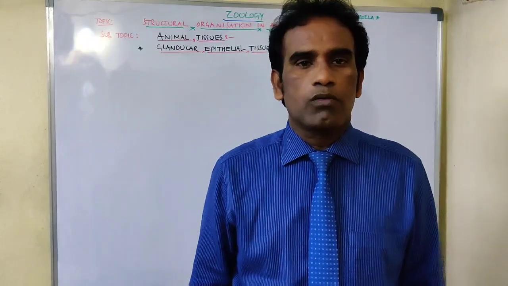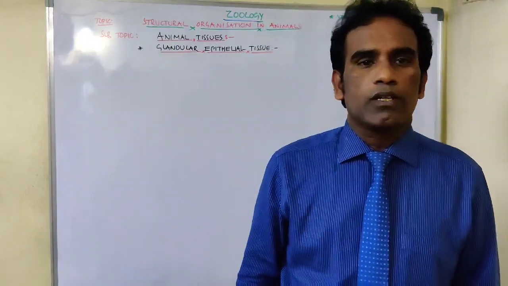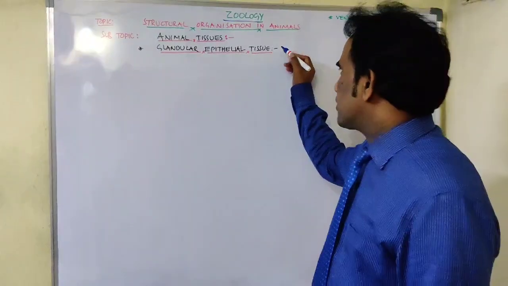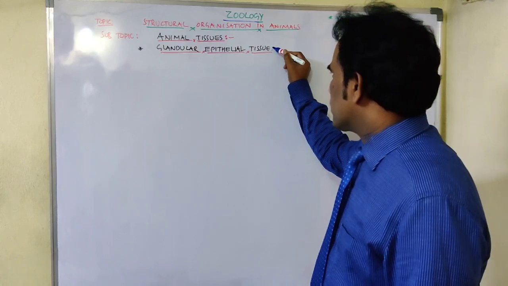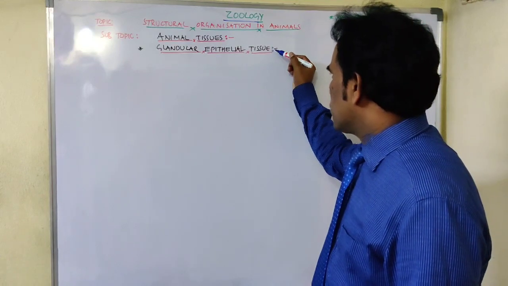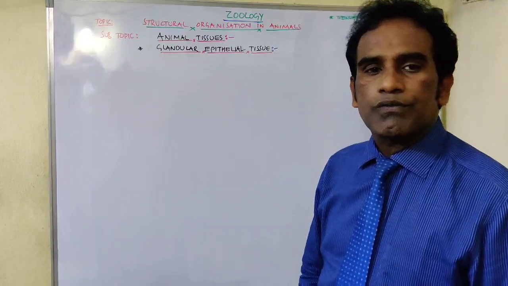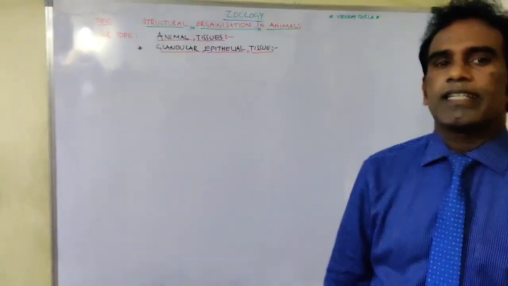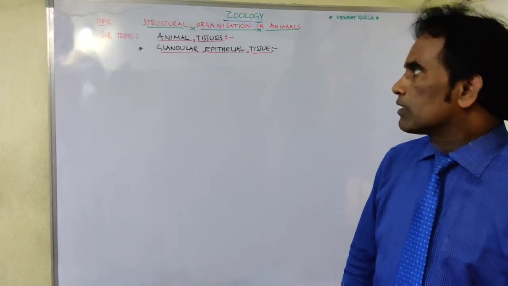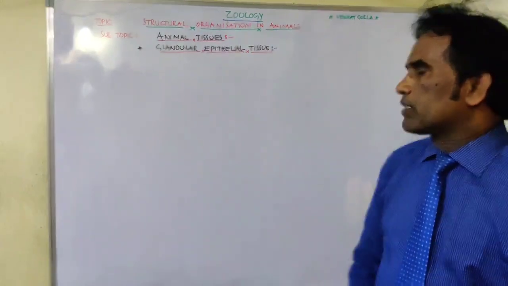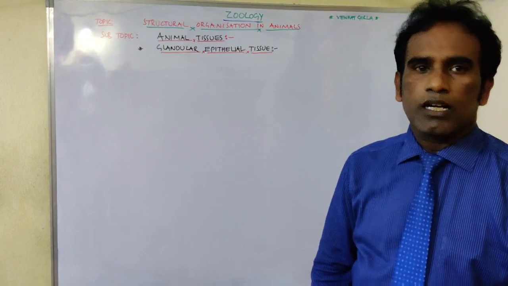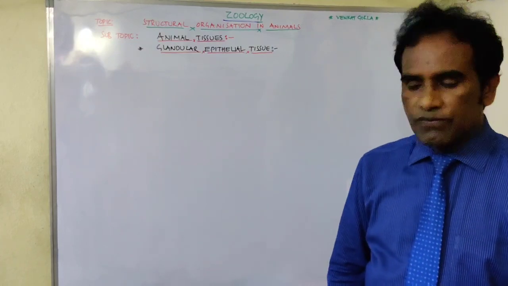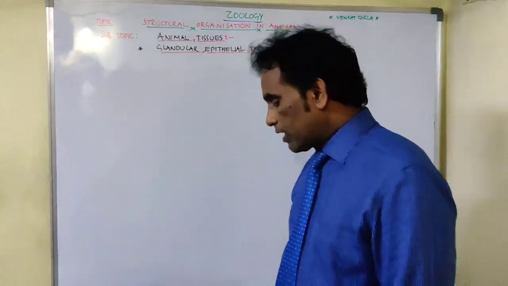Let's now talk about glandular epithelial tissue. As already told in the previous video, epithelial tissue is of two types: one is called covering epithelium, the other is called glandular epithelium. This glandular epithelium we discussed in the previous video. There are different types of classification of glandular epithelium, on the basis of differences. Today let's see the secretion.